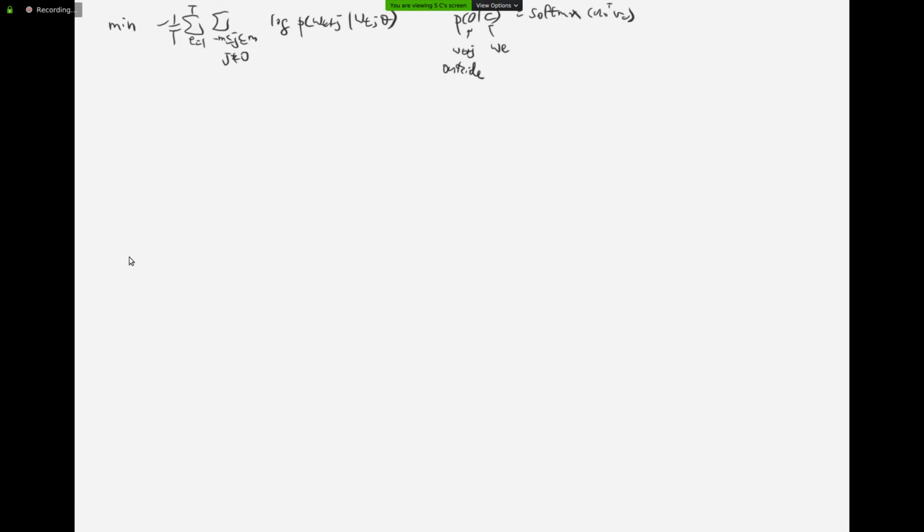So therefore I can also write it as exp of UO transpose VC over the normalization factor. Note that the normalization should be over the index of U, summing over all the possible words for the outside word here. The probability of the outside word should sum to 1. So I have the sum of exp of UX transpose VC, something like that.